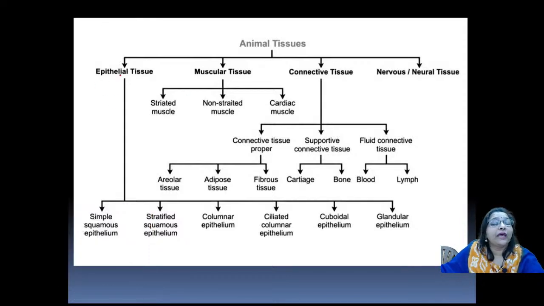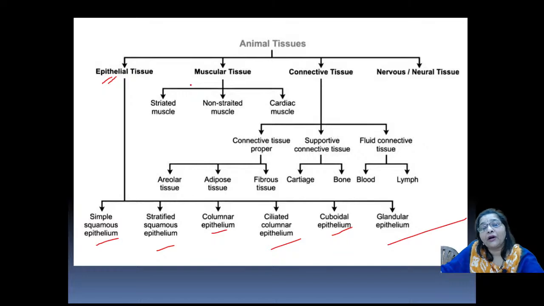Right, so the epithelial tissue, we learned that it is a simple type of animal tissue, consisting of only the same type of cells, one type of cells. But still there are different types of this epithelial tissue. They are the simple squamous epithelium, stratified squamous epithelium, columnar epithelium, ciliated columnar, cuboidal, and glandular epithelium. So we learned these basic 6 types of epithelial tissues.